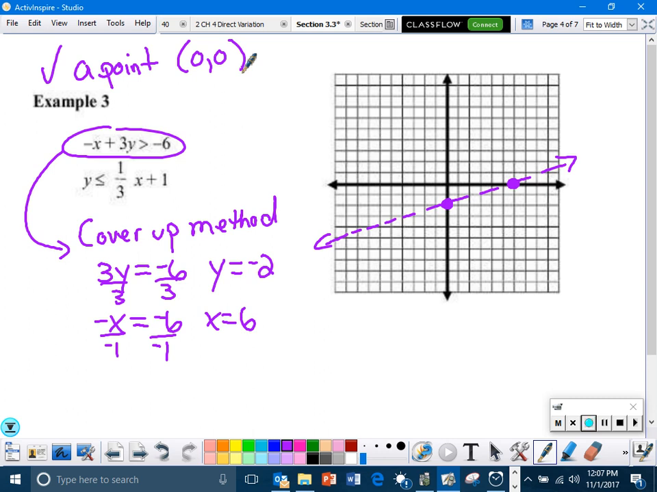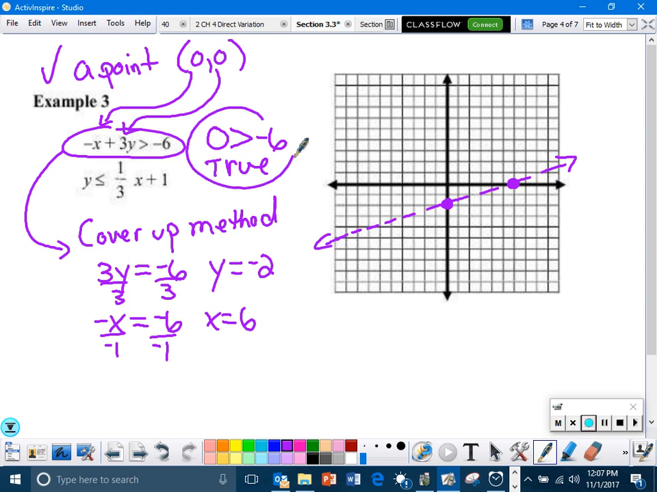So you plug 0 in, you plug 0 in. 0 times anything is 0. You add zeros together, you get 0. So it says 0 is greater than -6. That is true. So that means we're going to shade the side that has 0, 0. Okay, so we shade above this one because that's the side that has 0, 0.